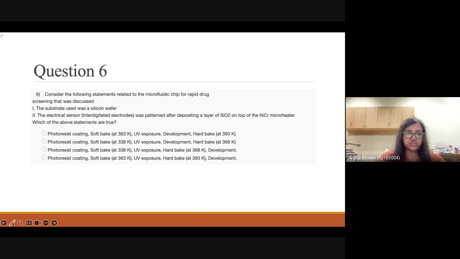So the right option is option C. First, photoresist coating, soft bake at 338 Kelvin, then UV exposure, hard bake at 368 Kelvin, then development. Because in the drug screening devices, they use SU8, a negative photoresist. That's why they first do the hard bake at 368 Kelvin and then go through the development process. Okay, so the right option is option C.